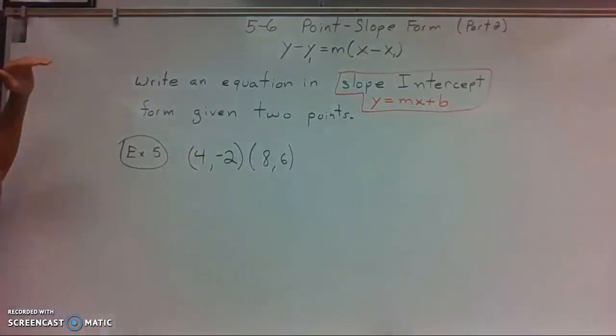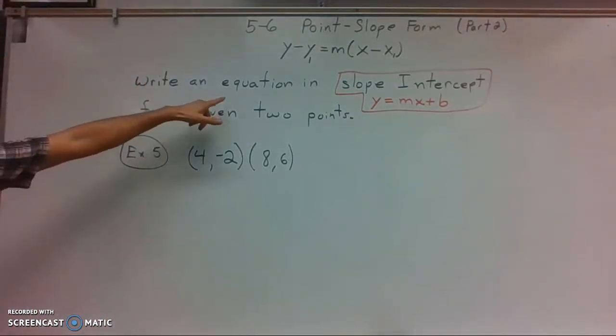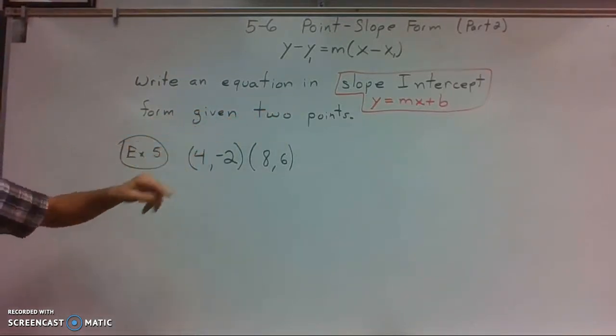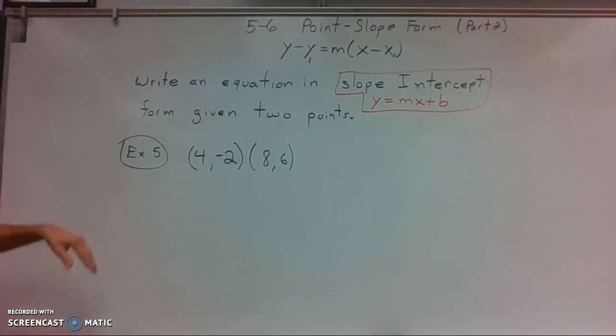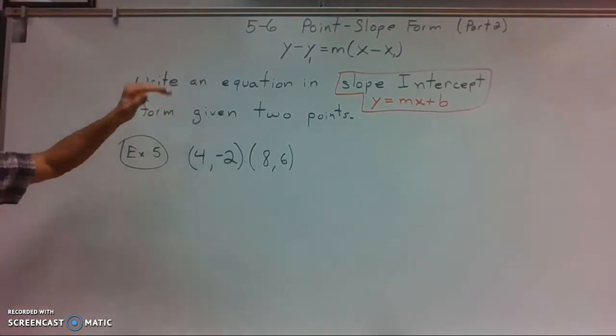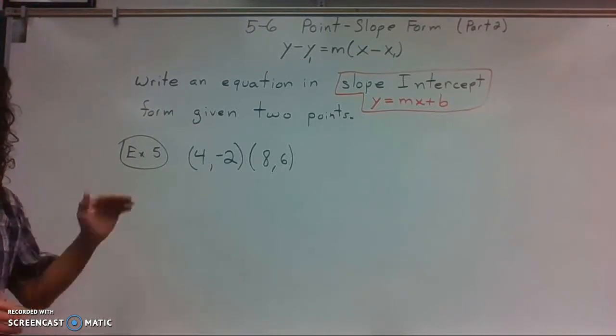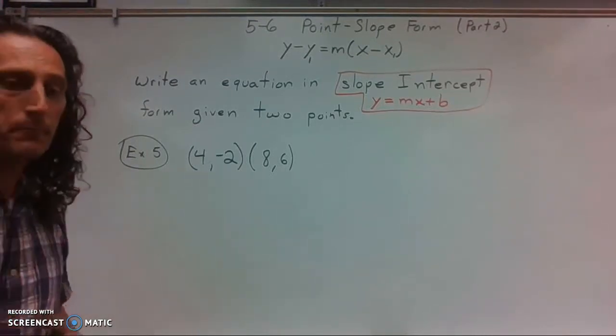Write down example number 5. It says write an equation in slope-intercept form given 2 points. I know we're working with the point-slope form, but we are still going to be working with the slope-intercept form, so make sure that sometime during this you've already hit pause and copied this down.